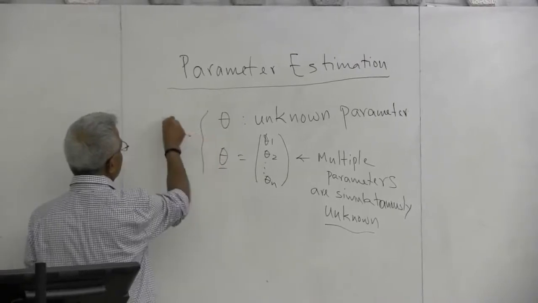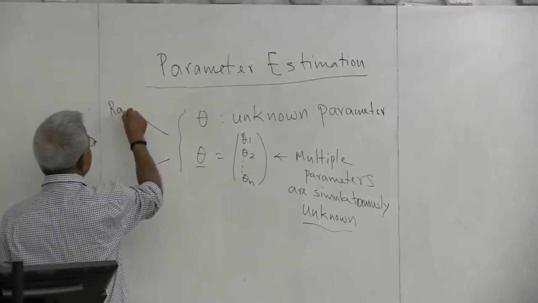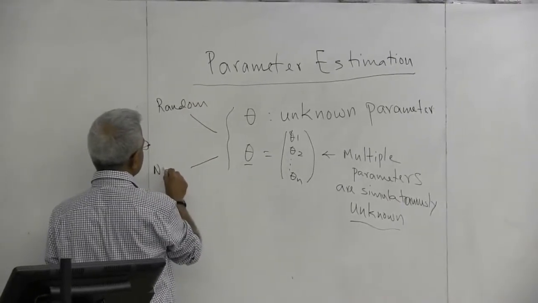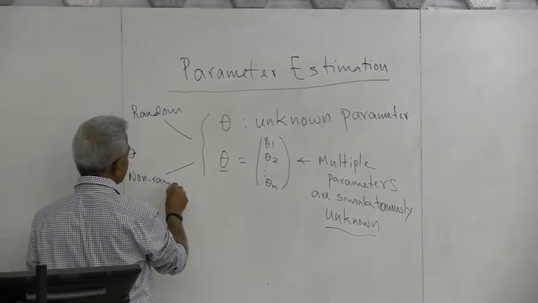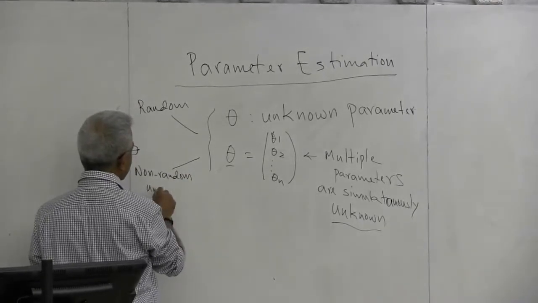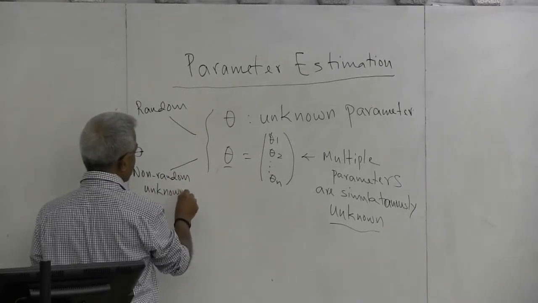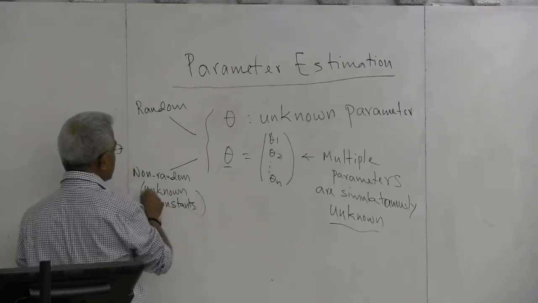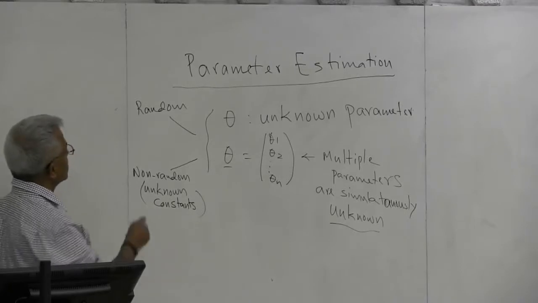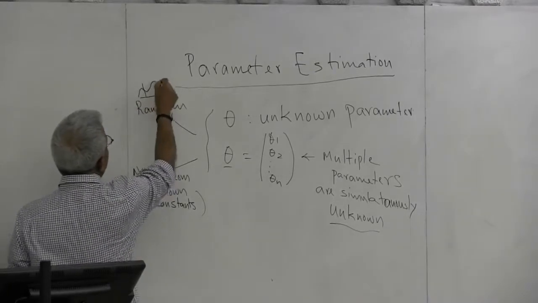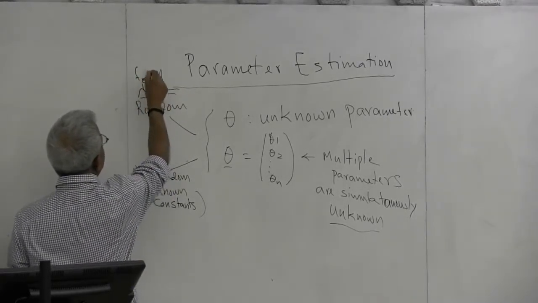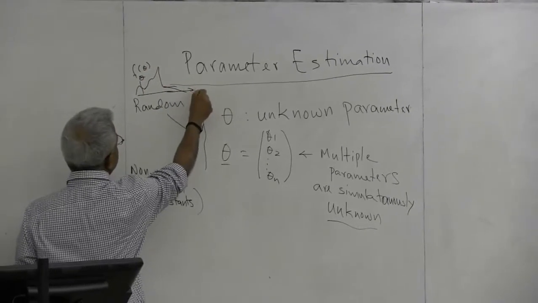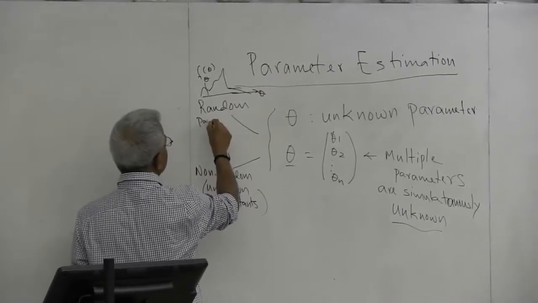And here itself there are two cases. One is where the parameters are random variables, and the other is where they are non-random. Non-random means they are unknown constants, whereas when we say random variable, it means theta has some density function. That's what we mean by a random parameter.